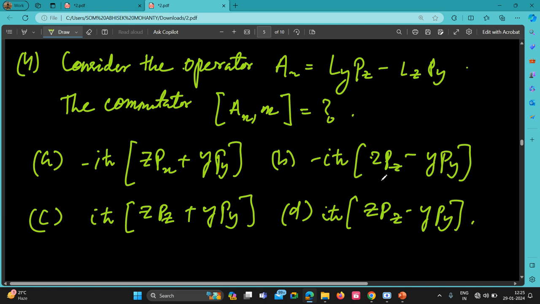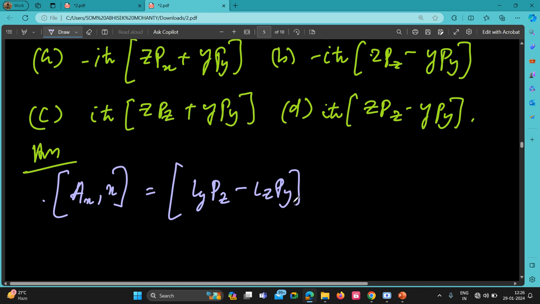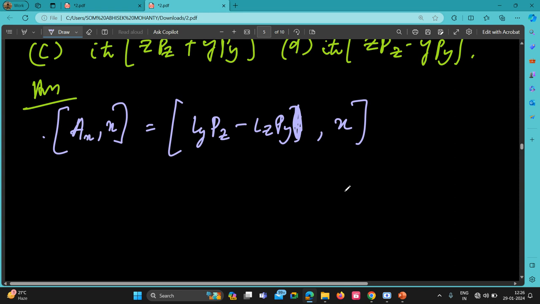So this is the A_X actually. We just have to put it here, isn't it? Just try to solve it, take your time. You can pause the video if you want. So the commutator of A_X comma X. A_X is L_Y P_Z minus L_Z P_Y, comma X. So we have to take the commutator separately for them, isn't it?